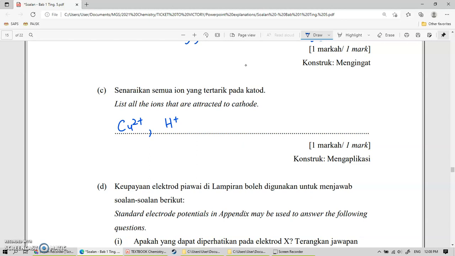Okay, so the question here is list, so you can either write it in the formula or you can also write it in words. But if you write it in words, you have to write copper 2 ion, and hydrogen ion. The word ion must be there. Alright, next question.